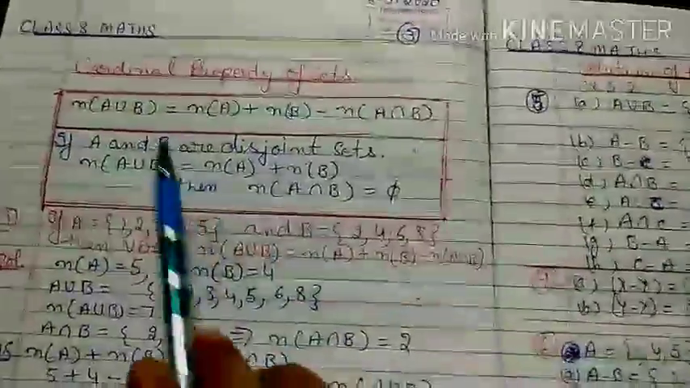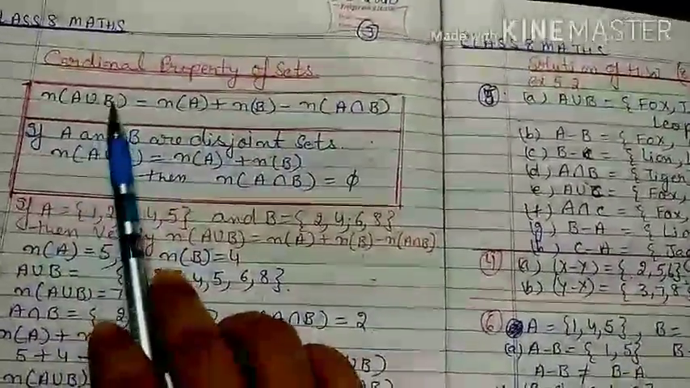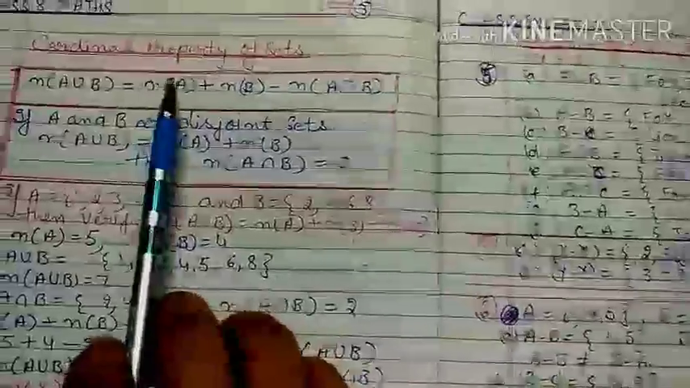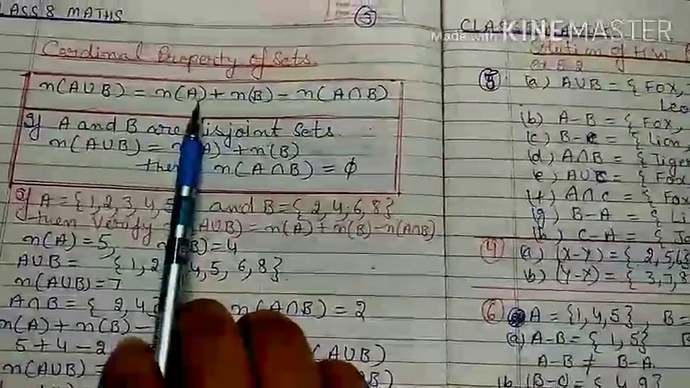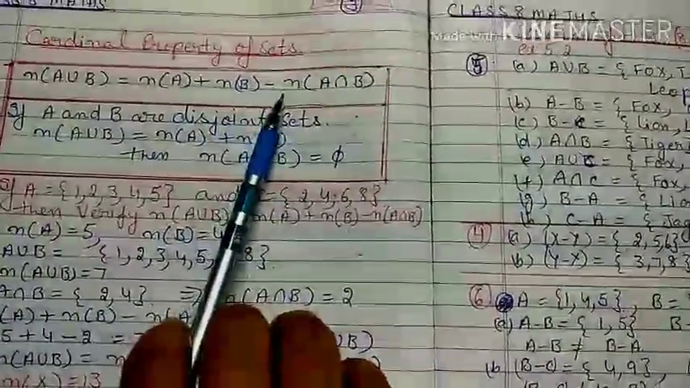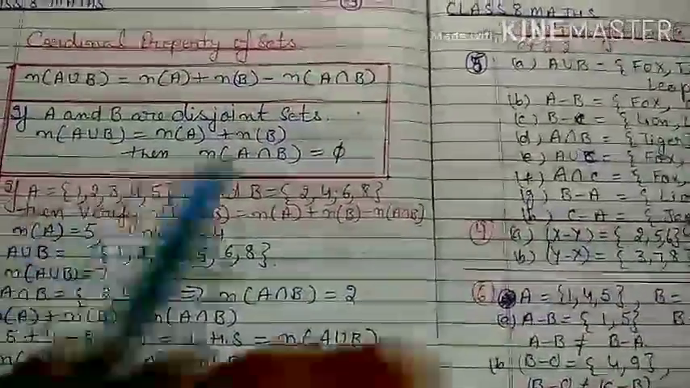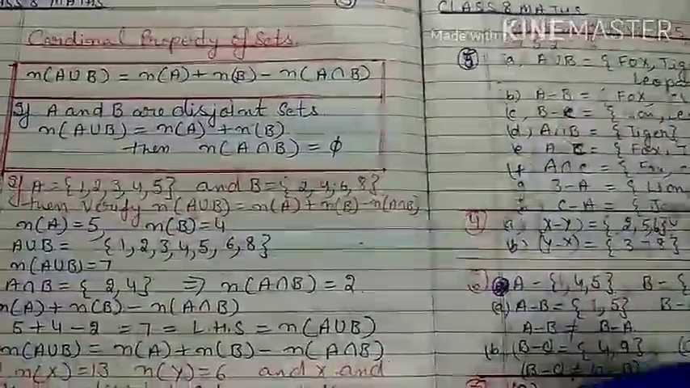The cardinal property of sets means the number of elements present in A union B is equal to the number of elements present in set A plus the number of elements in set B, minus the number of elements in A intersection B. So that is our formula of the cardinal property. So what does it mean?